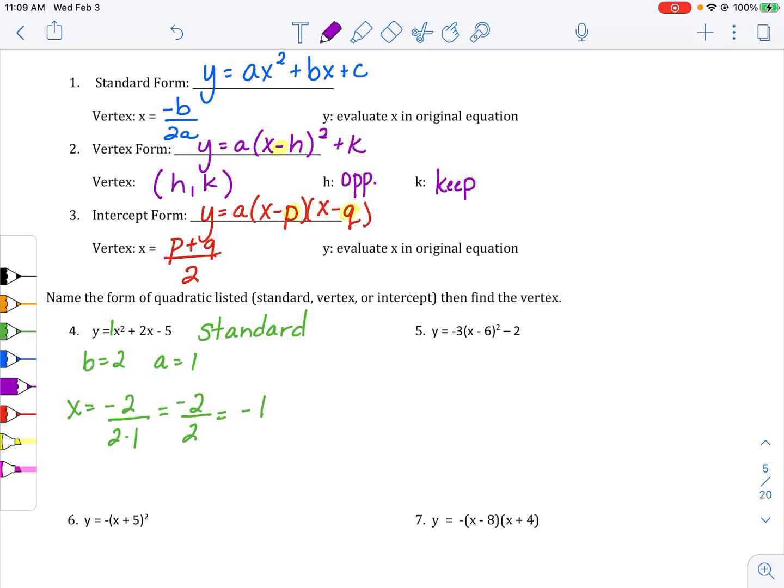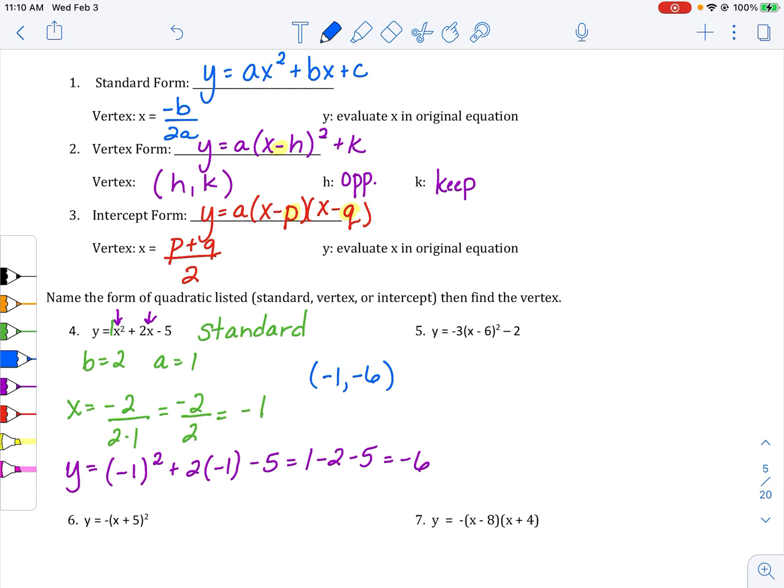So then we're going to find the y value, and we're going to find that by evaluating x in the original equation. So everywhere I have an x, I'm now going to put a negative 1. So I'm going to get y equals (negative 1) quantity squared plus 2 times negative 1 minus 5. So when I square a negative, I get a positive, so that's 1. 2 times negative 1 is negative 2, minus 5. So I need to take 1 minus 2 minus 5, and that gives me negative 6. So therefore, the vertex of this particular quadratic is (negative 1, negative 6), because it's x and then y.